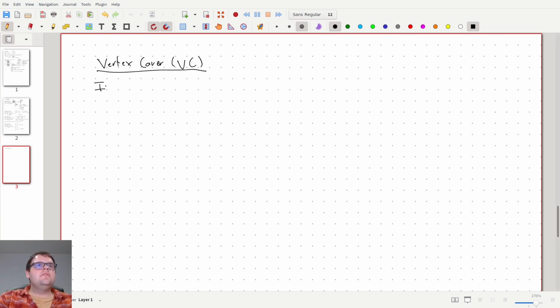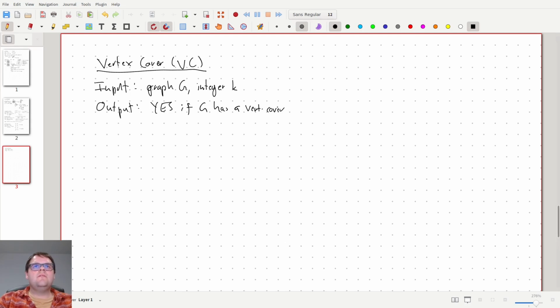So again, as an input, you have a graph G and an integer K. Then as your output, you're going to have yes if G has a vertex cover of size K and no otherwise, right? So what's a vertex cover?